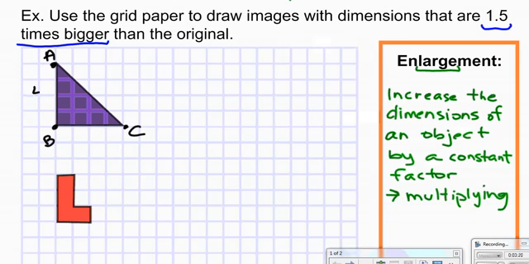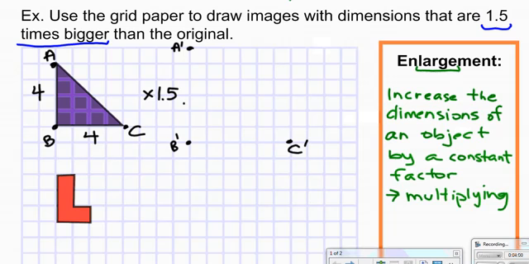So from A to B is 4 squares, B to C is also 4 squares. So when I make my new measurement, I'm going to multiply those side lengths by 1.5 to get my new side lengths. So 4 times 1.5 is 6. So that means now on my new shape, they need to be 6 squares apart. So 1, 2, 3, 4, 5, 6. Okay, so that's where the new B is going to be, and B and C also need to be 6 squares apart. 1, 2, 3, 4, 5, 6.